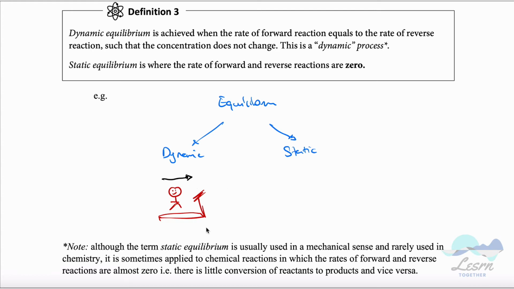But then to balance that forward reaction, we have a reverse reaction. And the reverse reaction is essentially the treadmill belt that's going the opposite direction, right? So the forward reaction is us moving forward, the reverse reaction is the treadmill moving backwards. So then how does this relate to this concept of equilibrium?